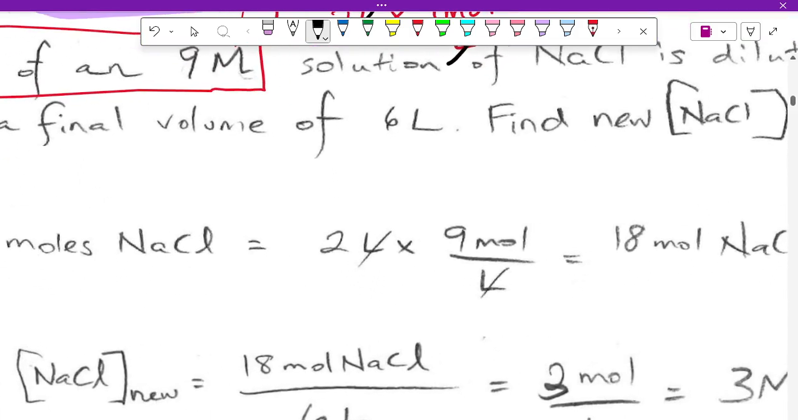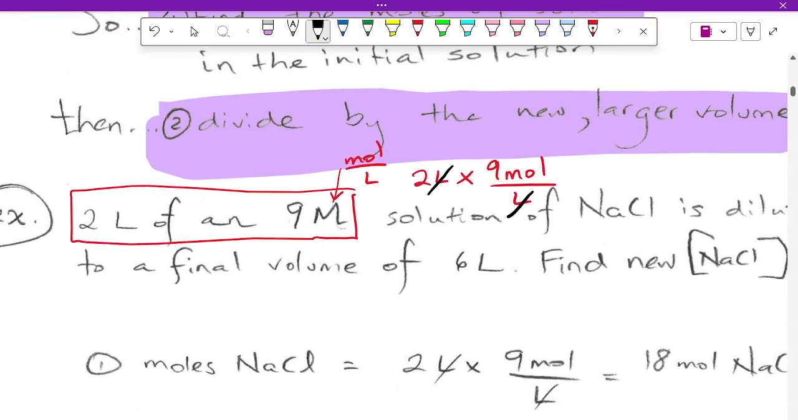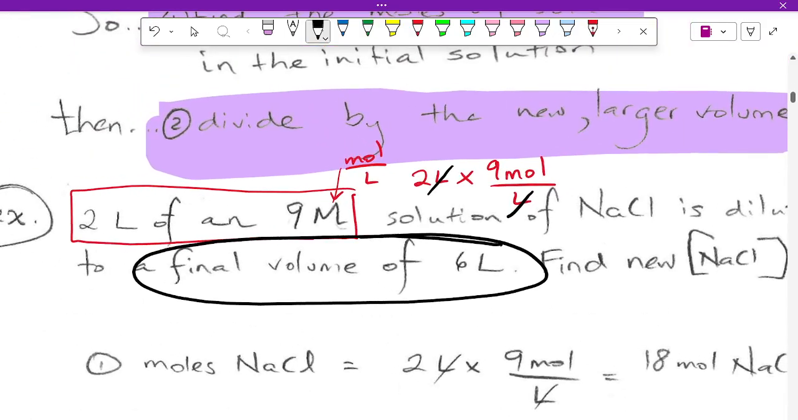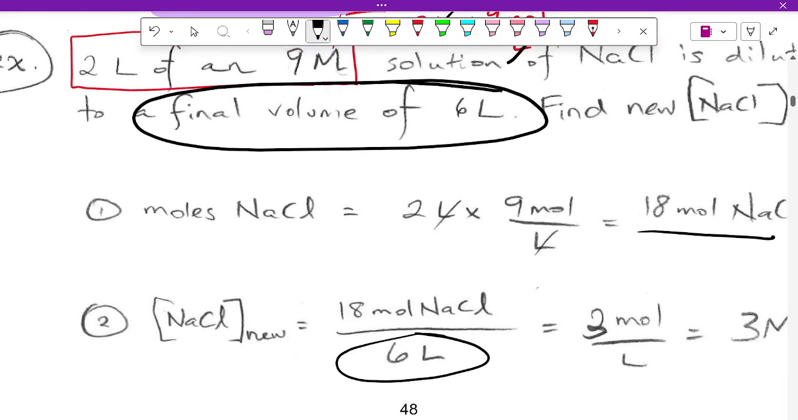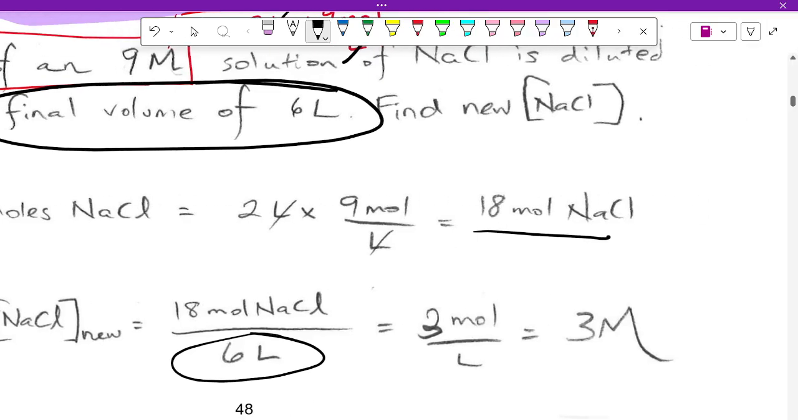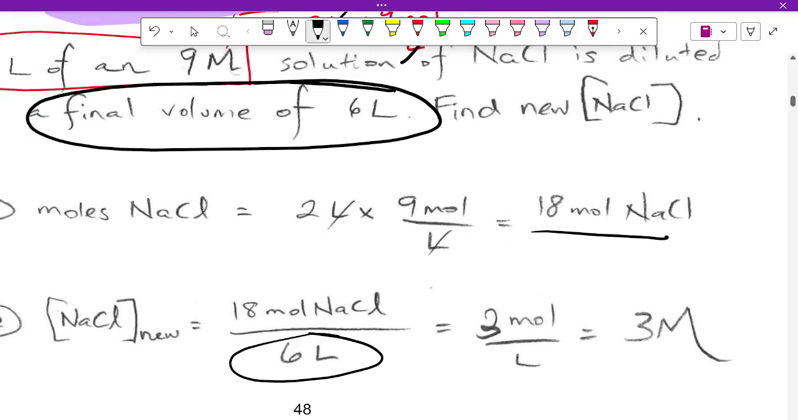We've got 18 moles. Our new volume is 6 liters. So our 18 moles is now no longer in 2 liters. Now it is in 6 liters. So we take our 18 moles, divide by 6 liters, and we get our new concentration, which is smaller than it was before. We started at 9 molar and we finished at 3 molar. Is that good? Okay.